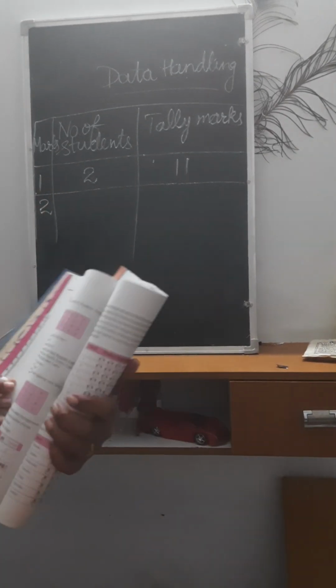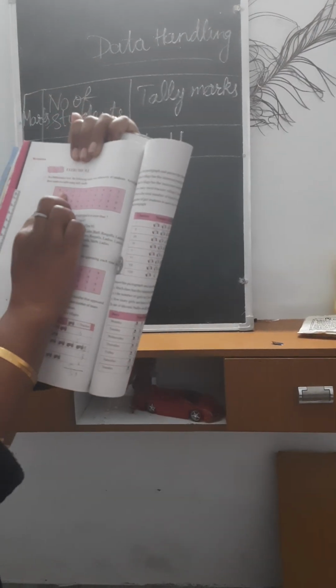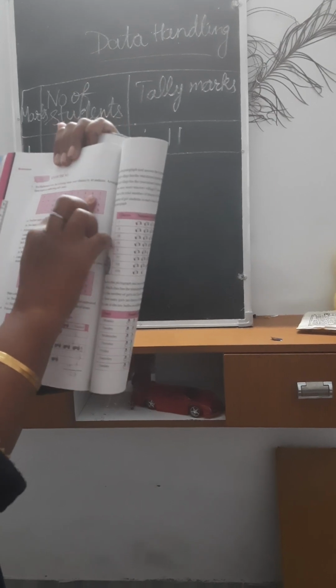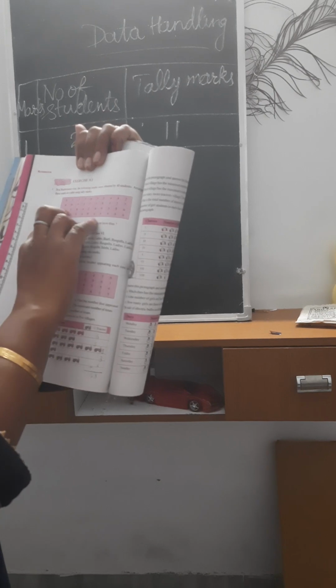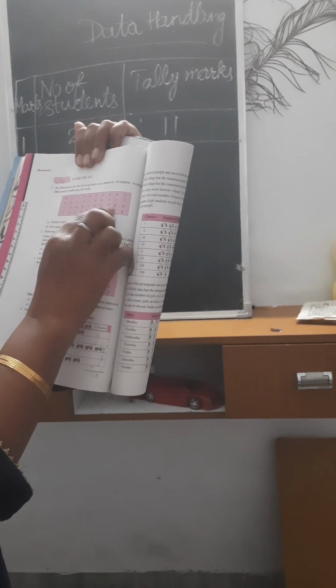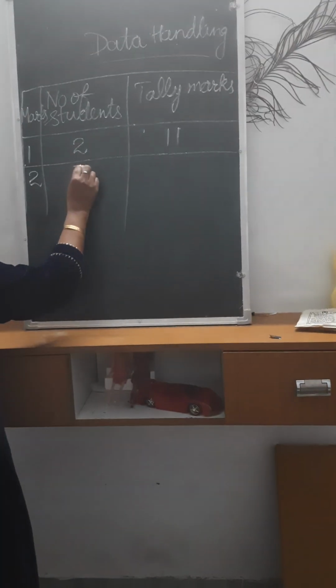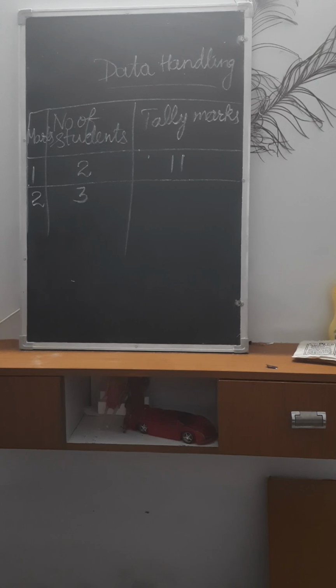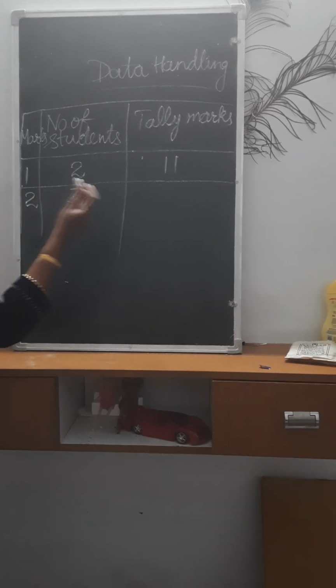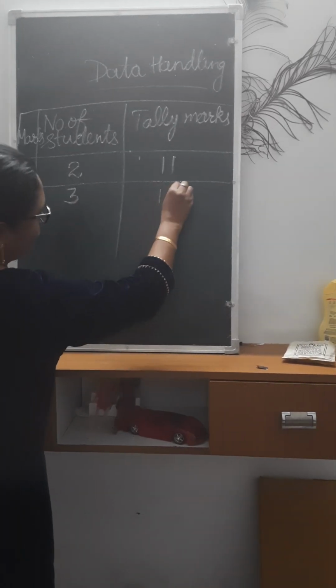Then the marks obtained, 2 marks. 2 marks are obtained by how many students? Now again we have to see how many times 2 is repeated. Now if you see, 2 is repeated 1, then 2, 3, 3 times. So number of students who scored 2 marks, they are 3 in number. So we will write 1, 2, 3.